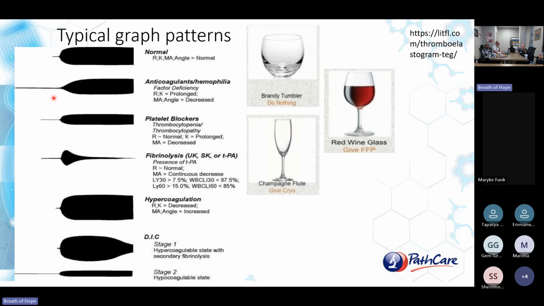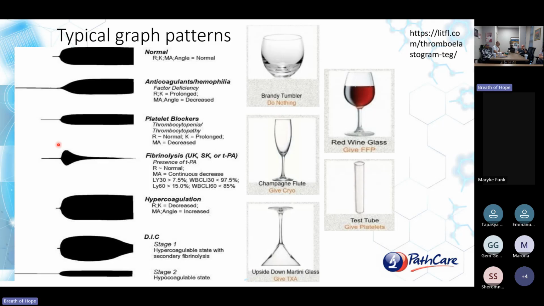get FFP. If you have a very thin maximum amplitude, or very poor alpha angle and K time, then you need to get cryo or platelets. Or if you have a very good alpha angle and K time, but very low maximum amplitude, you get the platelets, a sort of test tube picture. An upside down martini glass represents the hyperfibrinolysis.